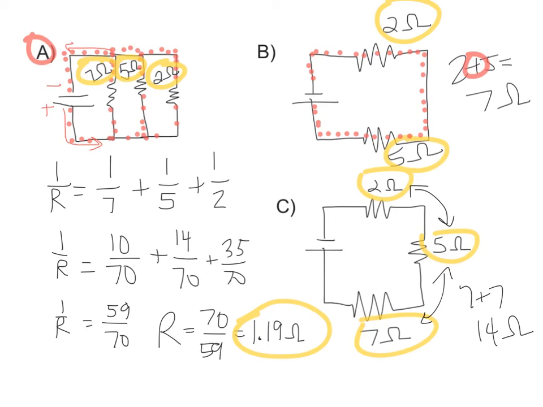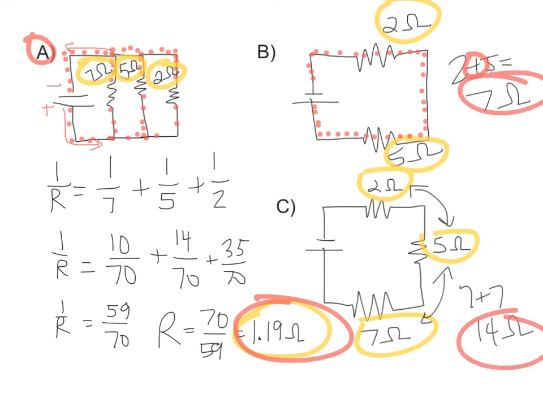Hopefully you've noticed a pattern. In series you have one pathway. This is why we say the current's the same. In parallel you have multiple pathways, and that's why the current has to split. And so your answers were, to go back and emphasize them, 1.19, 7, and 14.